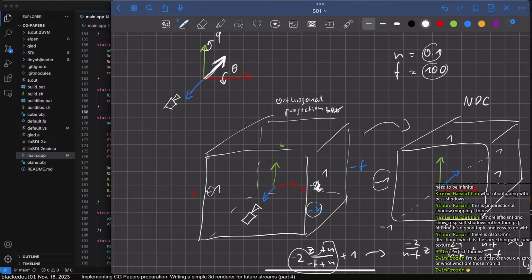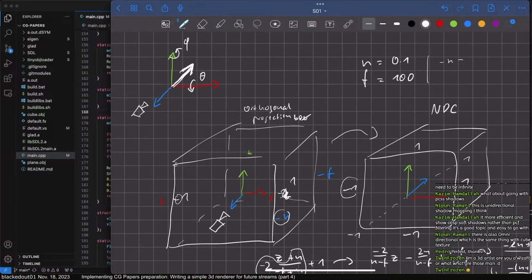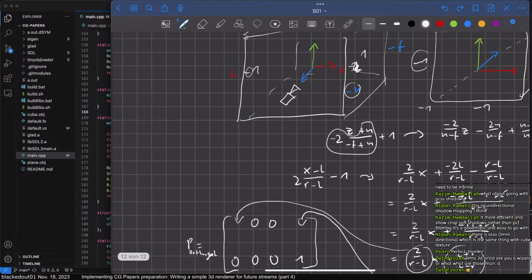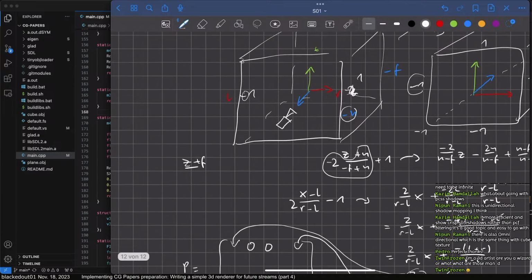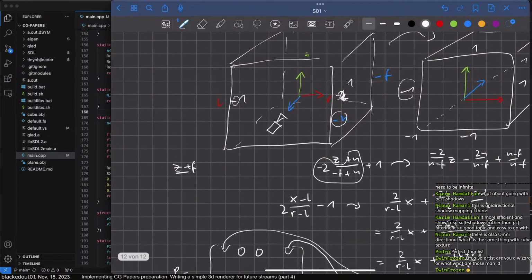smaller than -far, because minus n is minus 0.1 and minus f is minus 100. So f is actually smaller than n. So to make this correct, I would need to subtract f instead of n. And the correct distance would then be probably minus n plus f, right? And then again, I have to swap the order.